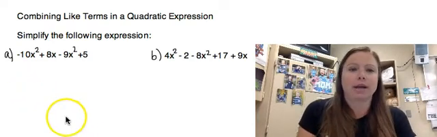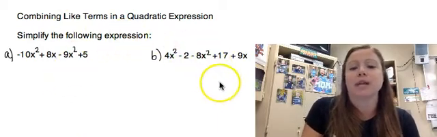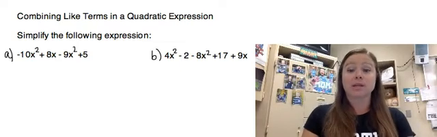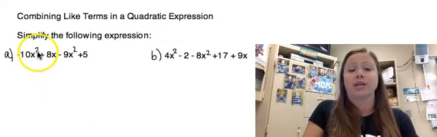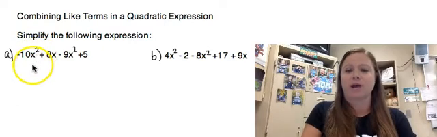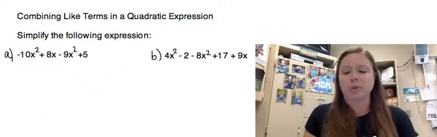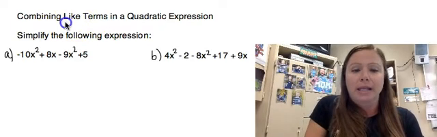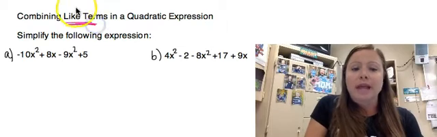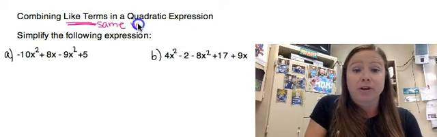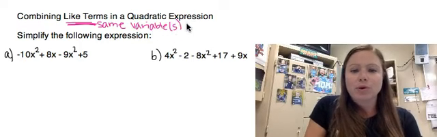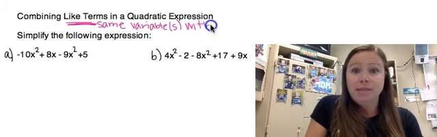Today we are going to be talking about combining like terms in a quadratic expression. So quadratic expression means that we have some terms that have a 2 as the exponent. So we've got x squared, or it could be a different variable squared. Remember that when we are talking about combining like terms, like terms means that they're going to have the same variable or variables, if there are two, with the same exponent.